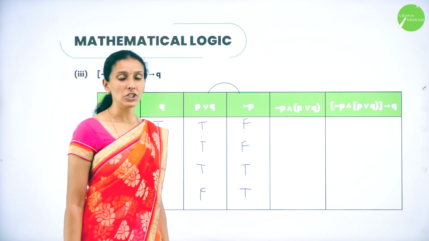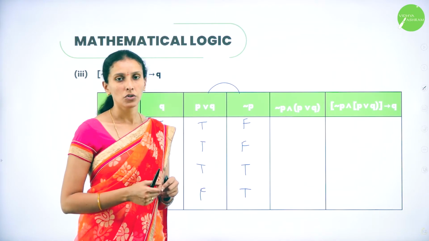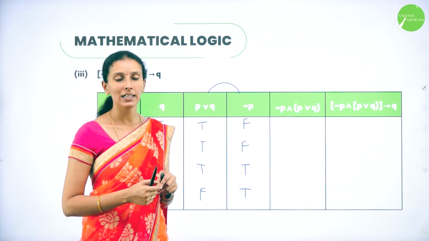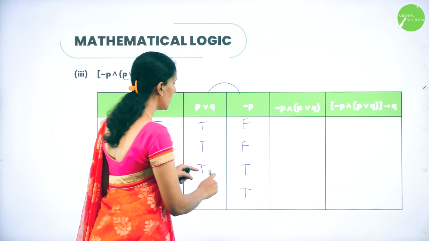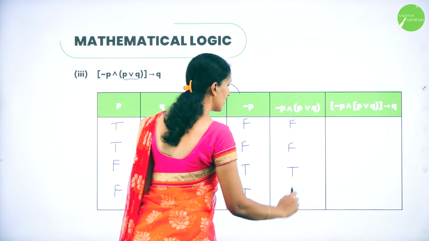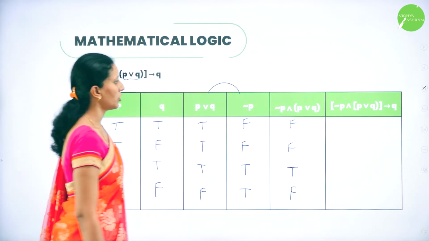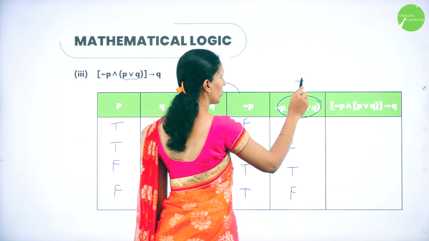So what does the conjunction say? If both the statements are true, then it is true. In all the other cases, it is false. So both the statements are true only here. In all the other cases, it is false. Next we have the implication with Q. So this with Q now.